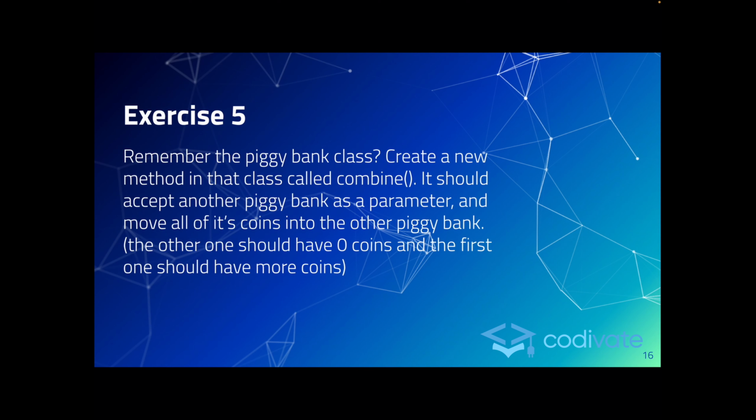For your final exercise, remember that PiggyBank class that you made in a previous exercise? Create a new method in that class called combine. It should accept a new piggy bank as a parameter, and it should combine the two piggy banks by moving all the coins into the other piggy bank. The other one should have 0 coins, and the first one should have more coins. That's what it means when we say transfer or combine.